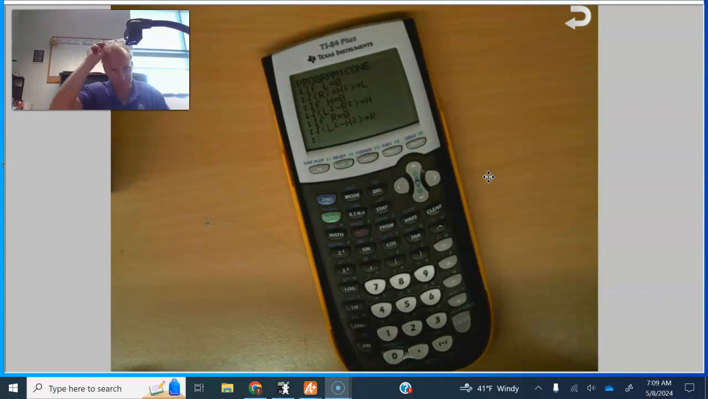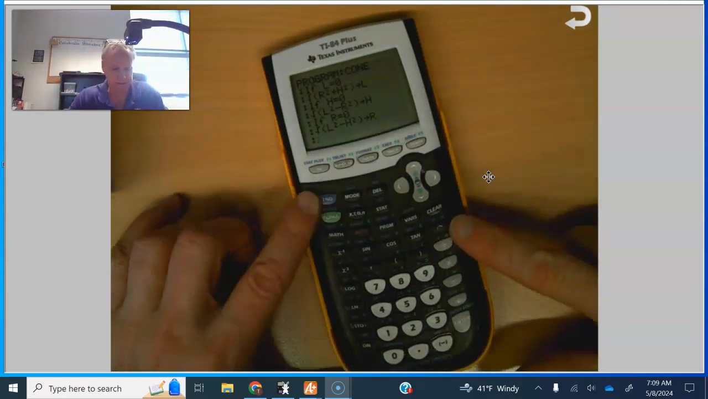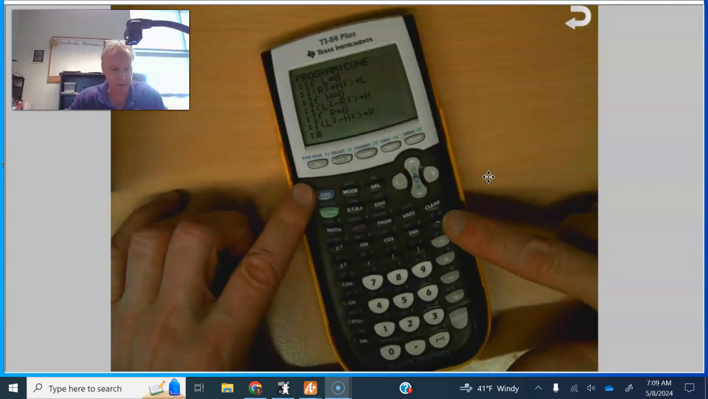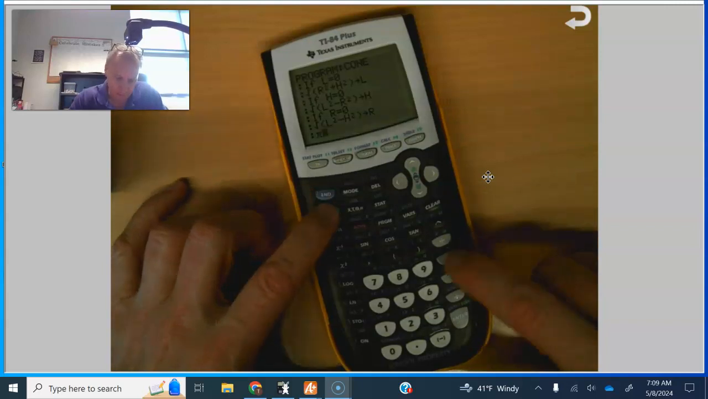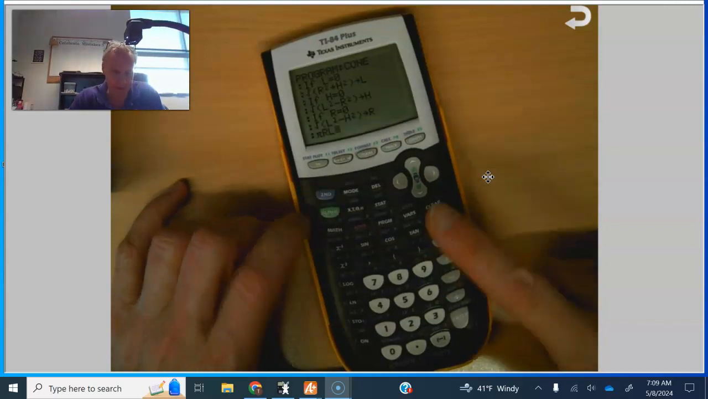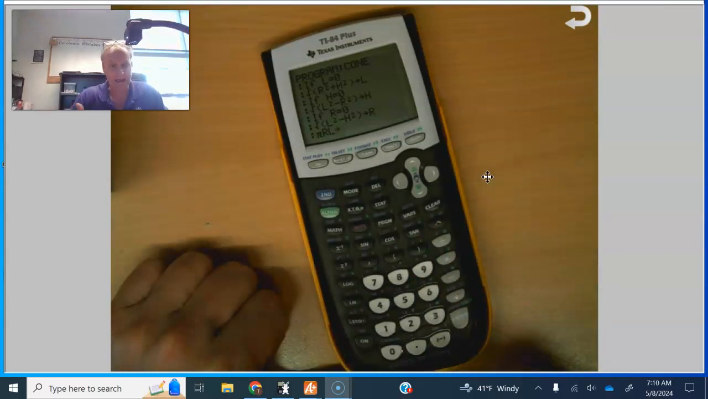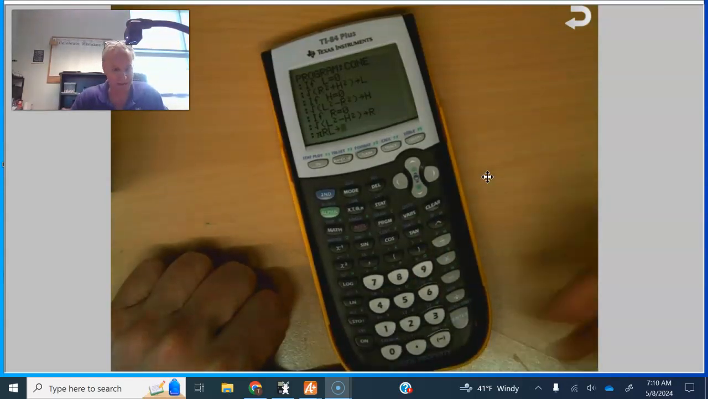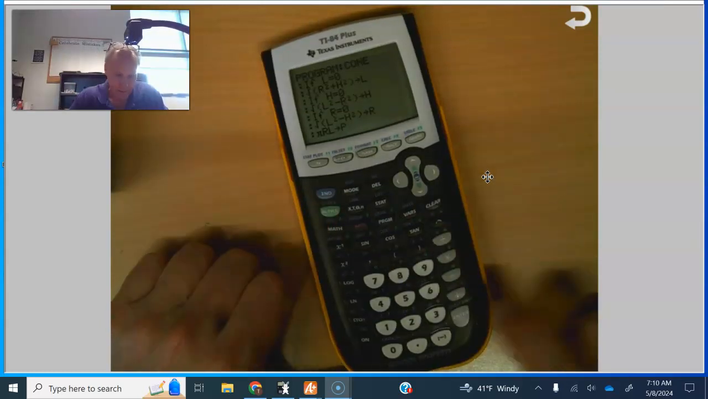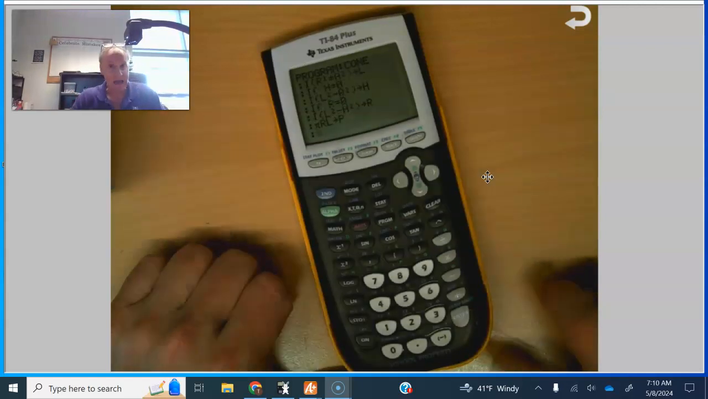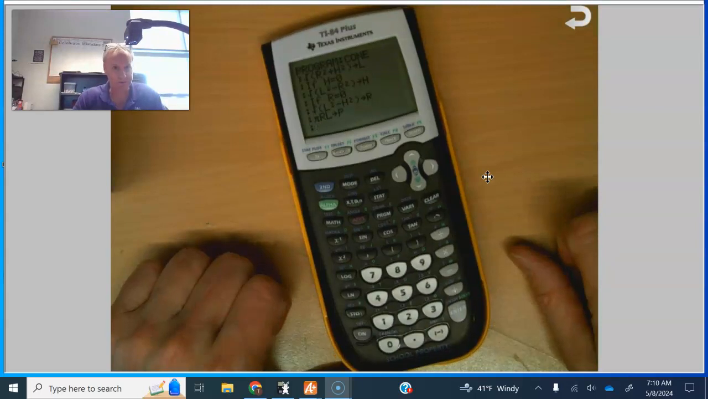And what we're going to do is we're going to find it. So we're going to take pi RL. The pi key is second, and it's in blue. It's right there. Second pi. RL. Notice that I'm using the alpha keys to get the R and the L. Now I'm going to store that, and I can't call it L for lateral surface area. I need to call it something else. I'm going to call it P for party hat. And that's it. Now at least my calculator knows what the lateral surface area is.